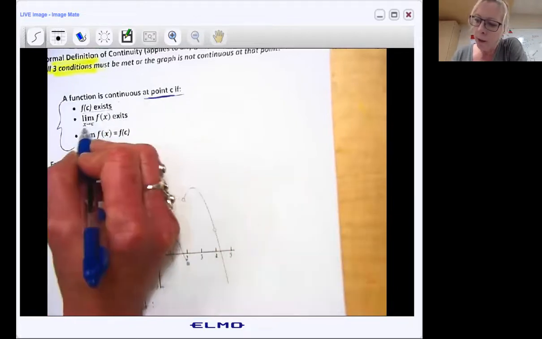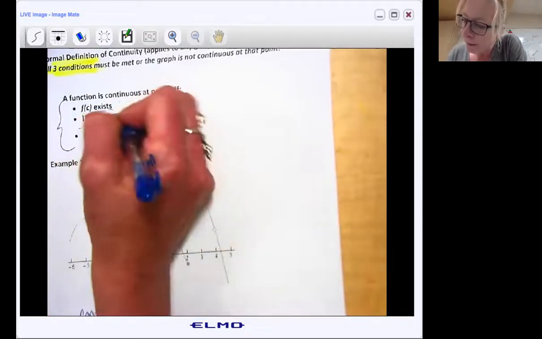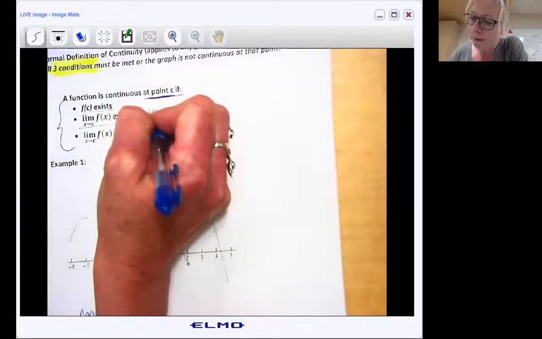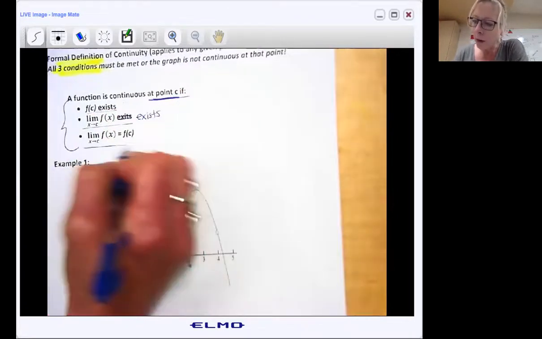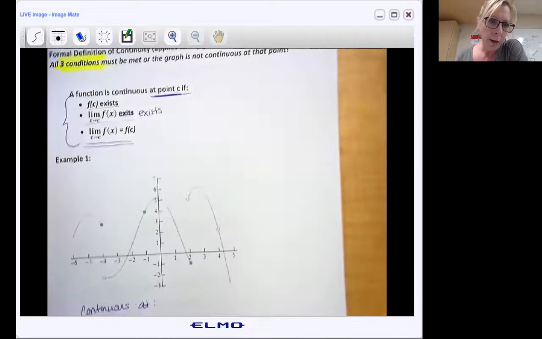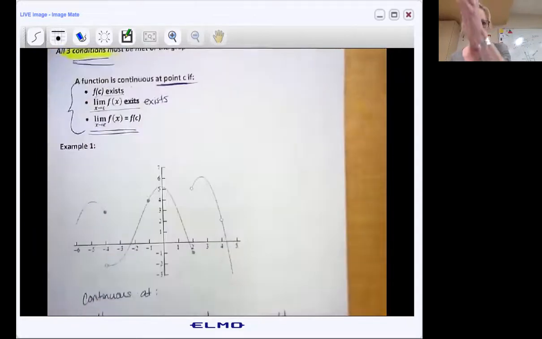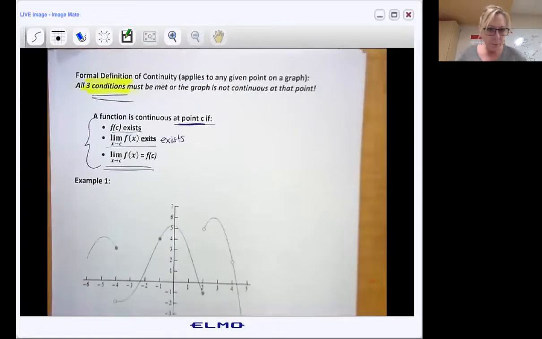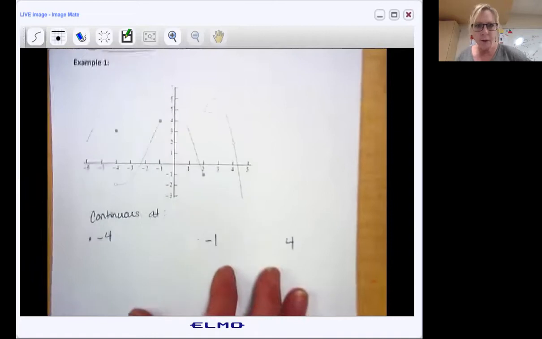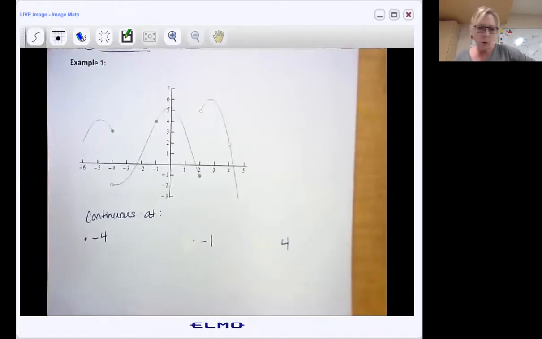You're good. If the limit exists, that says exist. And if those two things are in fact equal to each other, then the graph is continuous. And again, be sure you understand that it's all three. All right, so I'm going to do a couple of examples, give you a quiz question, and then review graphing piecewise functions, because that's some of the classwork you'll be doing next week as well.